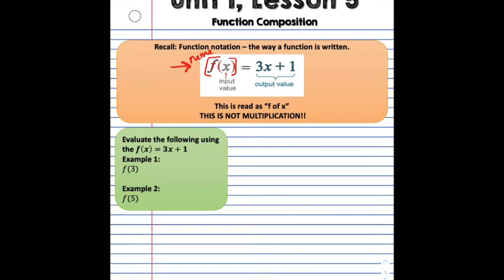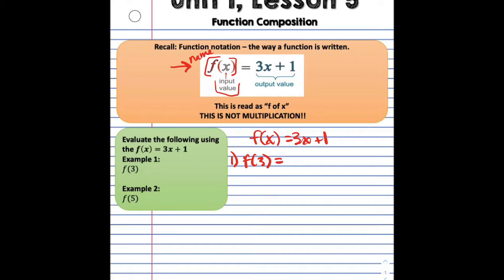So when we are dealing with this, then our x value is our input, as you can see here. It's our input. And then once we process the x through our equation, then that's going to give us an output. So let's look at an example. We're going to go ahead and use this equation that we have above here. F of x equals 3x plus 1.